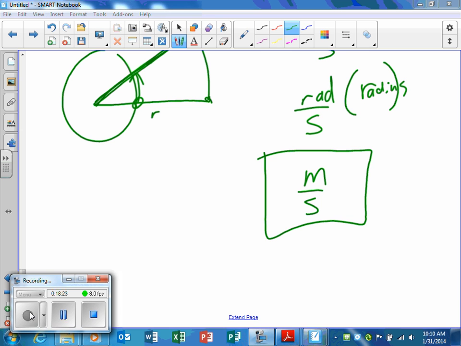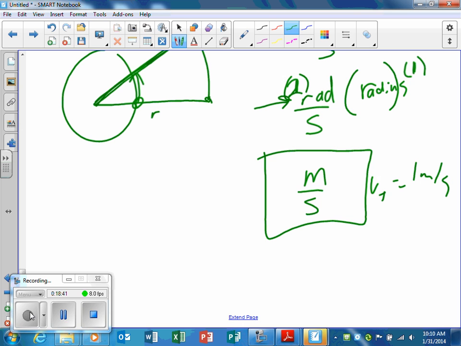So if we have an angular velocity of 1 rad per second and our radius is only 1 meter, then our tangential velocity is equal to 1 meter per second. If we have 2 rads per second, and our radius is still 1 meter, then that means our velocity tangential is going to be 2 meters every second. Because I did 2 rads of arc length, and I know that each arc length sweeps out 1 radius, which in this case is 1 meter, my velocity tangential is 2 meters per second.